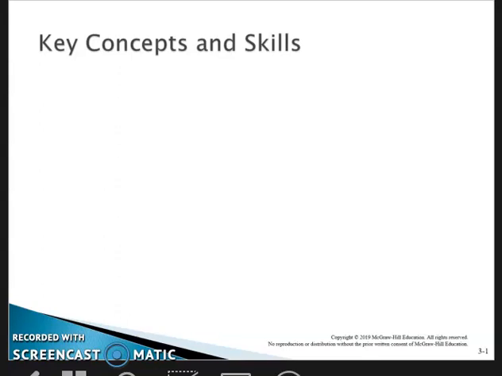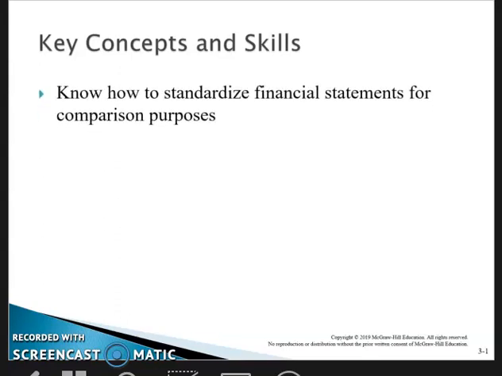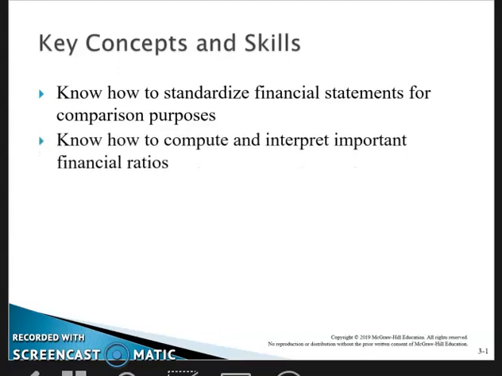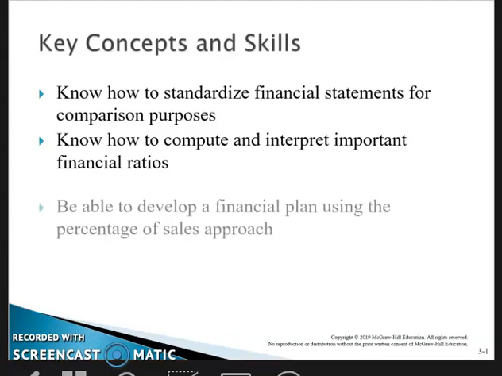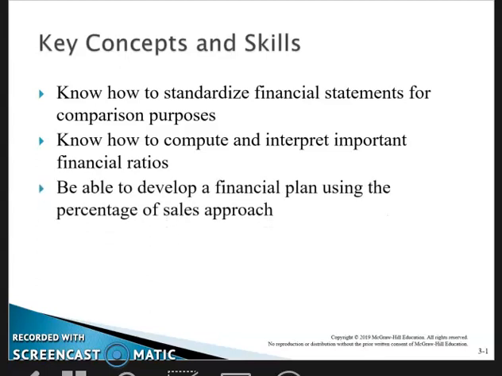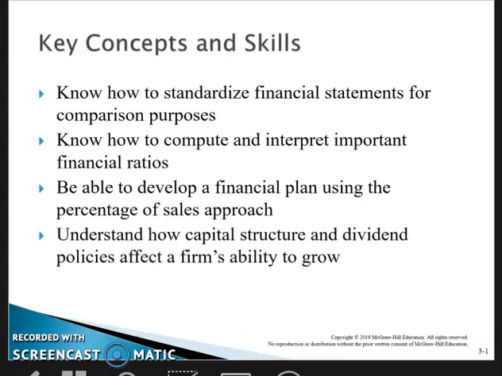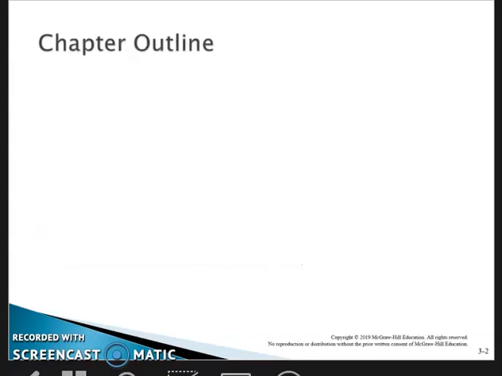So key concepts and skills here. Know how to standardize financial statements for comparison purposes. Know how to compute and interpret important financial ratios. Be able to develop a financial plan using the percentage of sales approach. Understand how capital structure and dividend policies affect a firm's ability to grow.